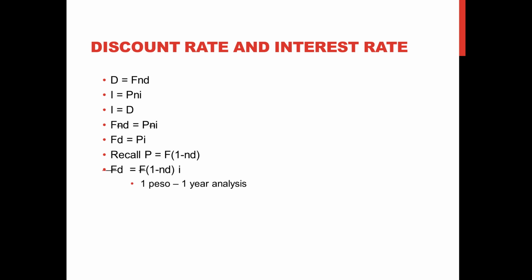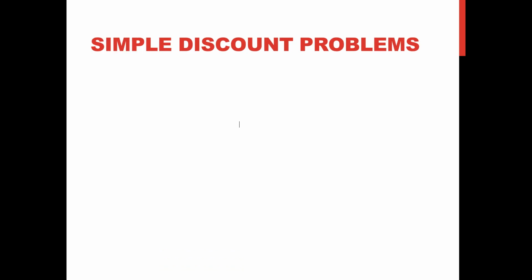Meaning, if you are going to use this one, make sure that the derivation of D to that of I involves proportion of N. Do not use it directly if you know that the duration is less than 1 year, or it is not 1 year. So before you use this 1 peso per 1 year analysis, or this formula, you should consider proportioning the number of days to that of the interest period, which is 360. So this is what we call banker's discount.